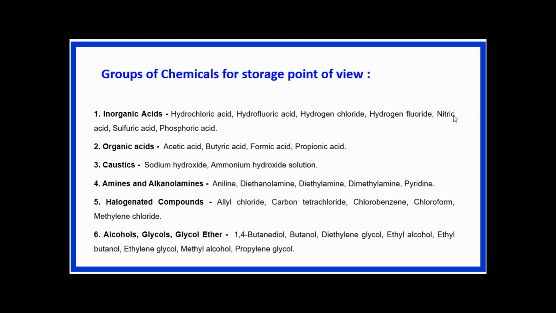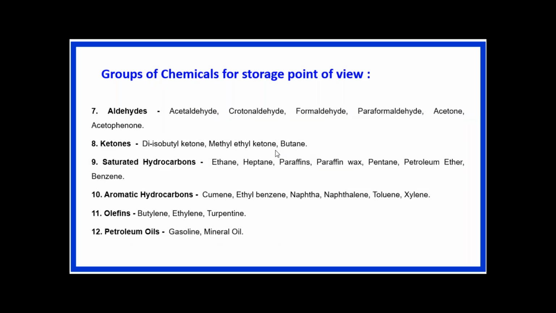Then the seventh group of these chemicals is aldehydes: acetaldehyde, crotonaldehyde, formaldehyde, paraformaldehyde, acetone, acetophenone. Then the eighth group is ketones, and these are the examples. The ninth group is saturated hydrocarbons, and these are the examples. The 10th group is aromatic hydrocarbons, with examples like cumene, naphtha, etc. Then olefins, that is butylene, ethylene, etc. And then petroleum oils like gasoline, mineral oil, etc.